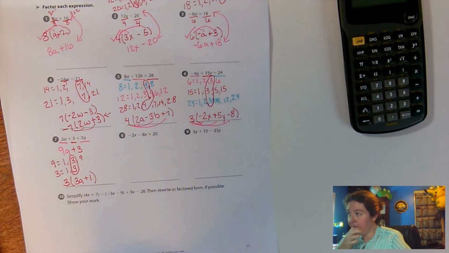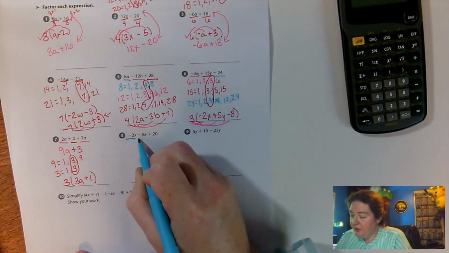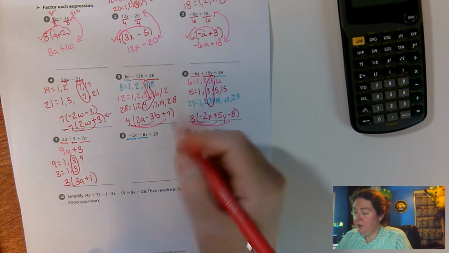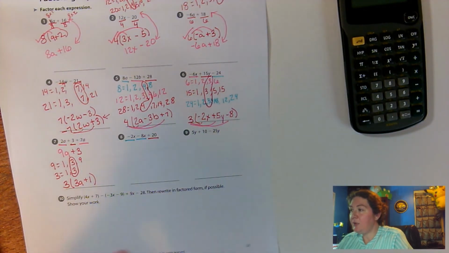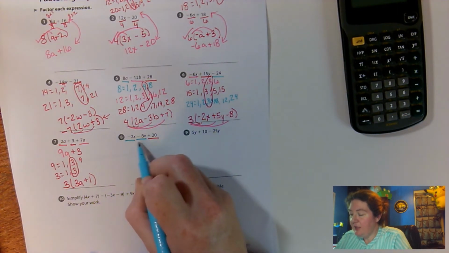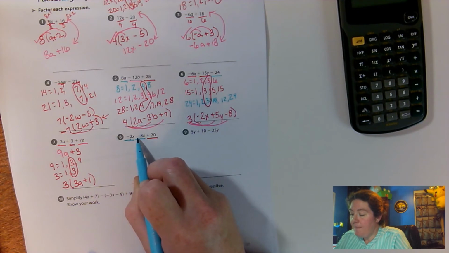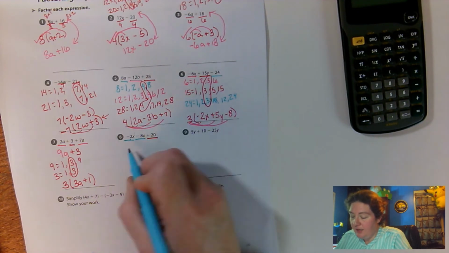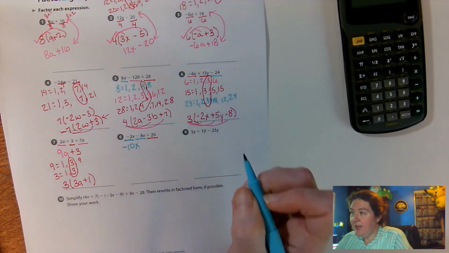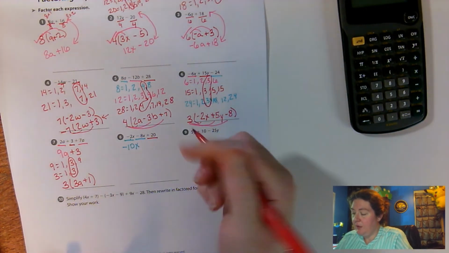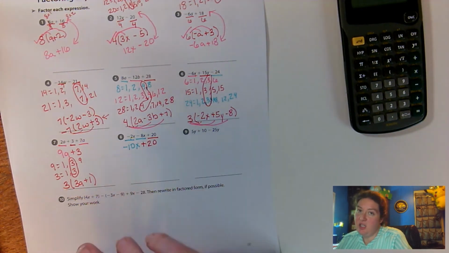Number 8. I've got X family, plain Jane family. I need to put my X family together. Negative 2 minus 8. And in my calculator, I'm going to get negative 10, but I can't forget my X. And I've got plain Jane. There's nothing to combine plain Jane with.